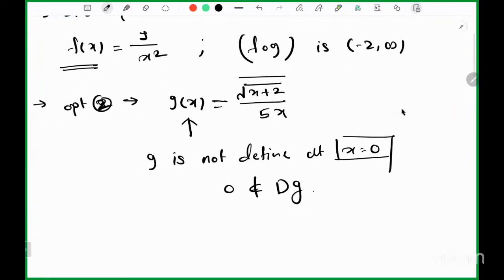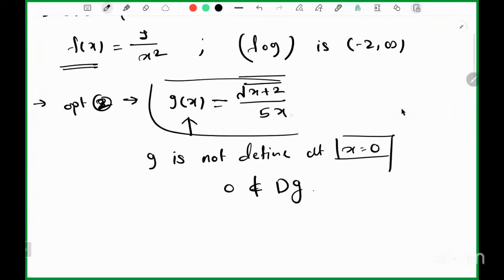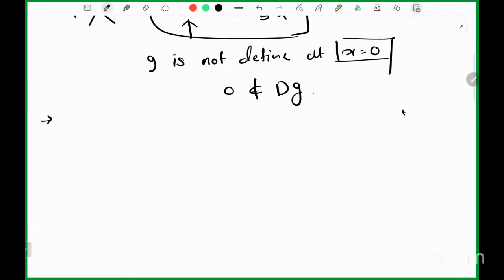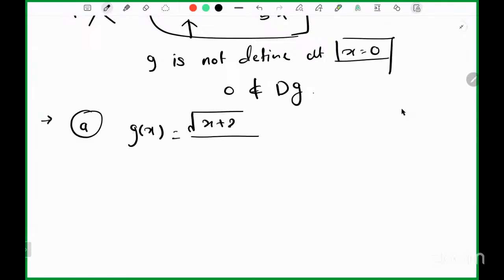So in option number 2, this g of x function is not well defined at 0. That means this option is already discarded, because 0 is in the domain of f composition g, but it's not in the domain of g. So this option is obviously not true. Now we can check the other options. Consider the first option, A, where g of x is under the root of x plus 2 by 10.